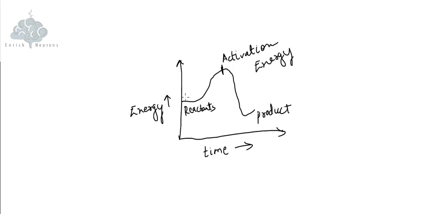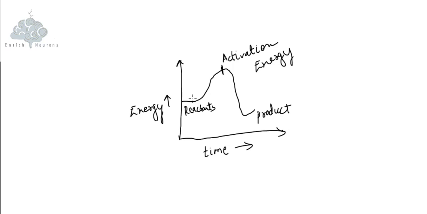So what is happening here? For the reactants to form products, first it requires a minimum amount of activation energy, or energy that needs to be supplied to the reactant. So it reaches the point of activation energy, and then it starts forming products.